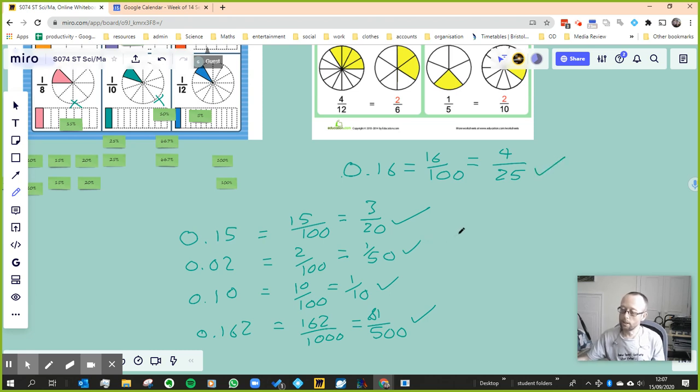So that is a small lesson on how to convert decimals into fractions.